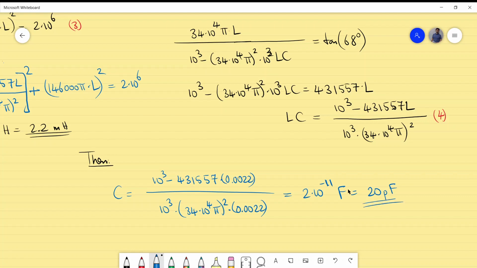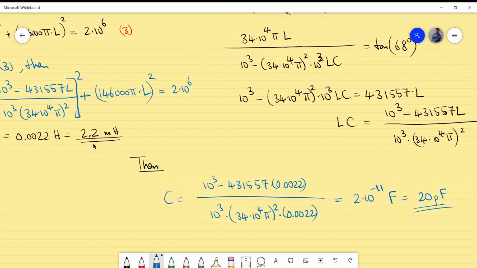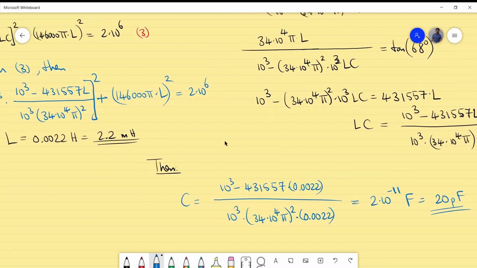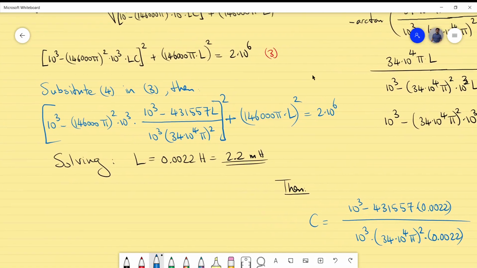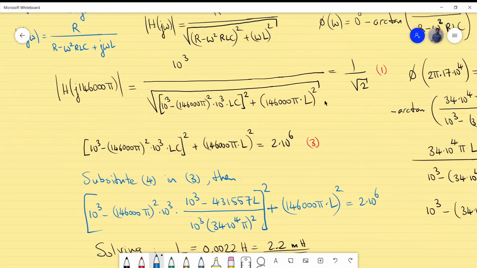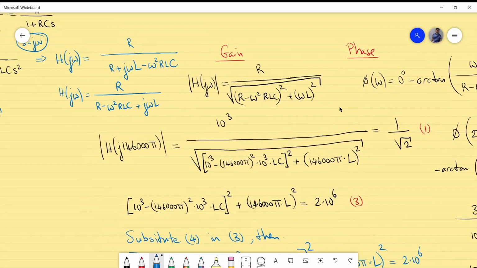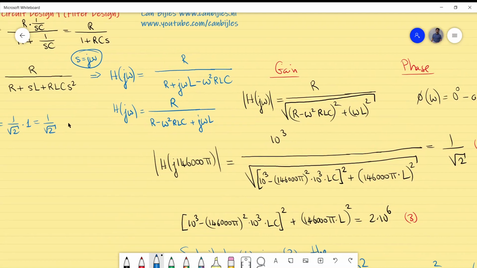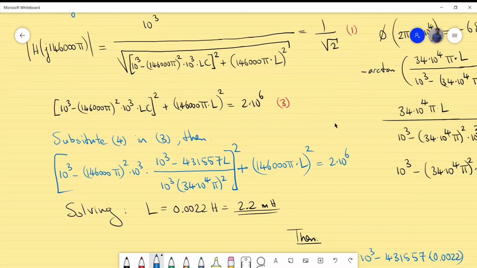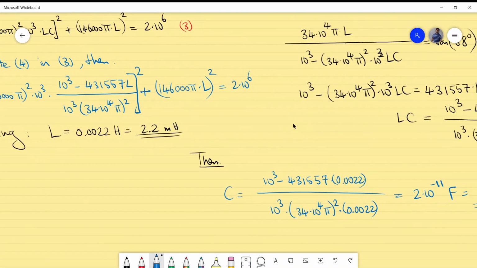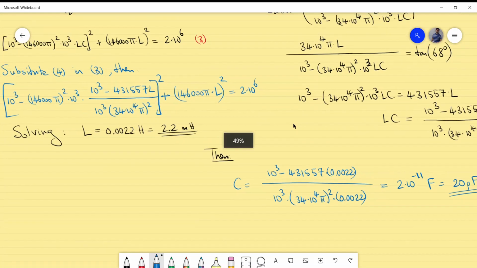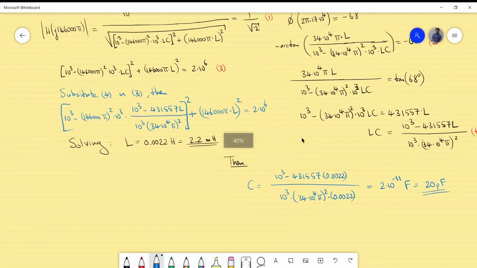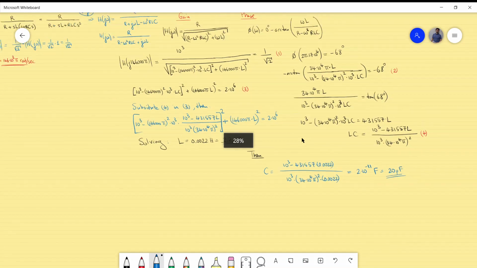And I'm done. This is quite a lot of work, as you can see, for the inductor and the capacitor value, but this is actually the way we can solve this quite challenging design example. As you can see, this is not only a cutoff frequency, but also a phase shift for a specific frequency. So if I zoom out a little bit, you can see the whole procedure in more detail. That's actually what we did.